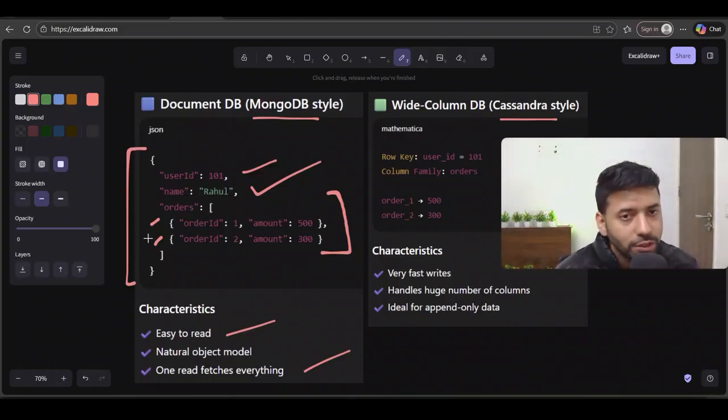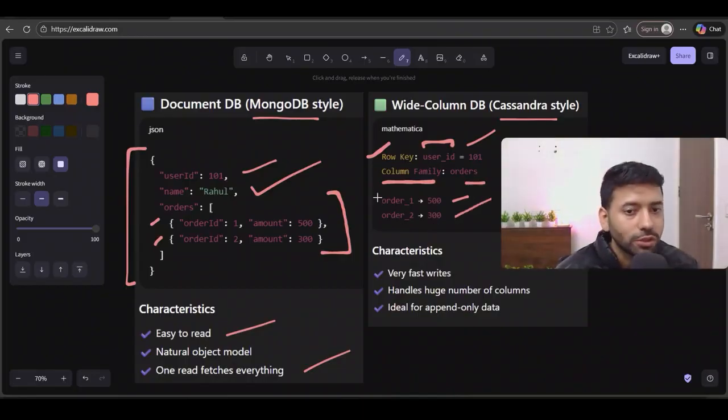Okay, the same information, let's see how we will store it in wide column database. We will have the row key, correct? The row key is the user ID, which is 101, and then we will have the column family orders. Clearly you can see the same thing, we are storing it like order 1, and corresponding to that the value is 500, and then order 2, and the value is 300. So these are the different columns that we generate.